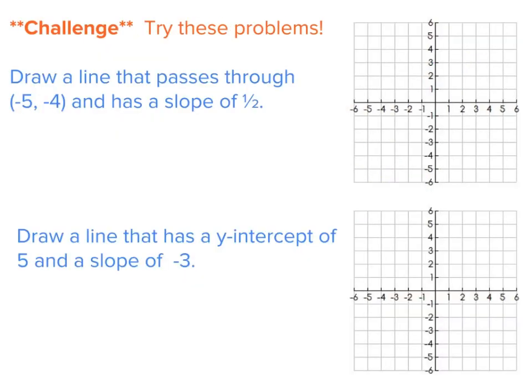So here we've got a couple challenge problems that they want us to try. The first one wants us to draw a line that passes through -5, -4, and has a slope of 1/2. So we're going to start by picking the point that they've told us, -5, -4. So we're going to go over -5, down to -4, and put a point there. Now we need to have a slope of 1/2. So we know it's going to go up 1 over 2. So since I know the slope, I can go ahead and just count and make my points and then connect the line. So I'm going to go up 1 over 1, 2, make a point.